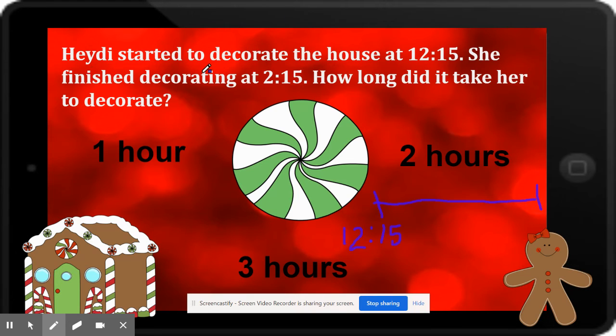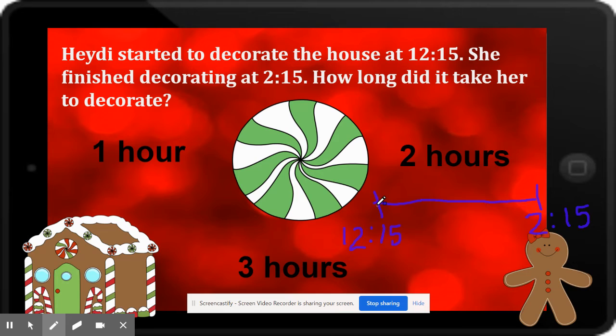She finished decorating at 2:15. So what other information do you know about your number line? You know that you can come to the end of it and you can put down 2:15. You know when they started, you know when they ended. How long did it take her to decorate?